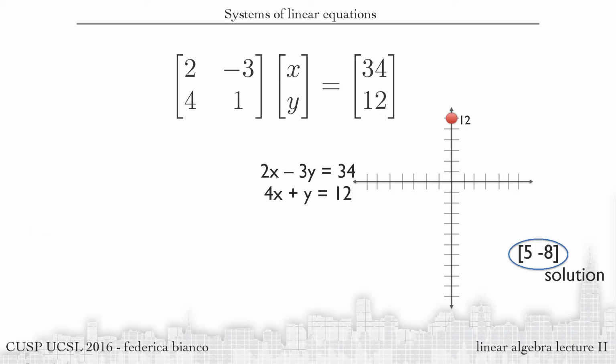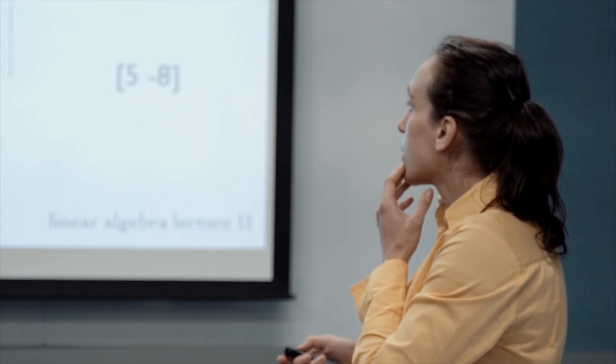I'm going to write the matrix with the coefficients and separate it from the vector with the unknowns. So I have a matrix that contains 2, minus 3, 4, and 1. This is this piece. And I have the unknowns in a vector, x and y. And I also have a vector, which is the result. So what this is saying, in linear algebra terms, is that there is a matrix that applied to a certain vector will transform that vector into this new vector, 34 and 12.